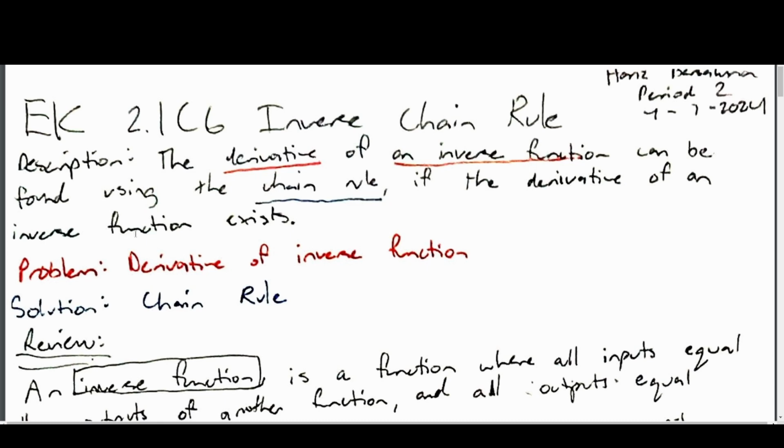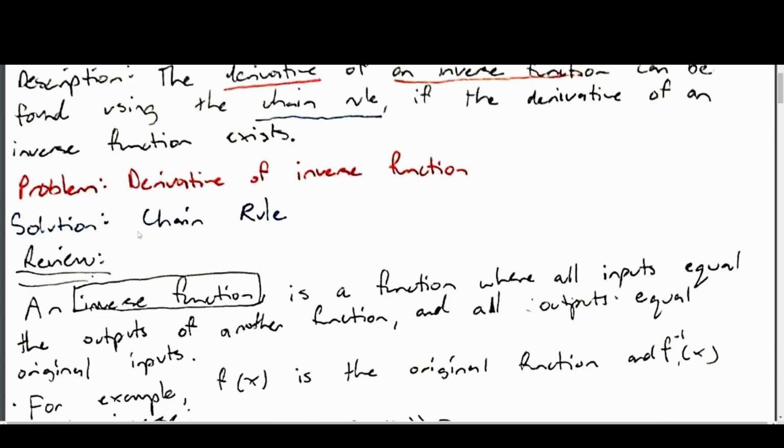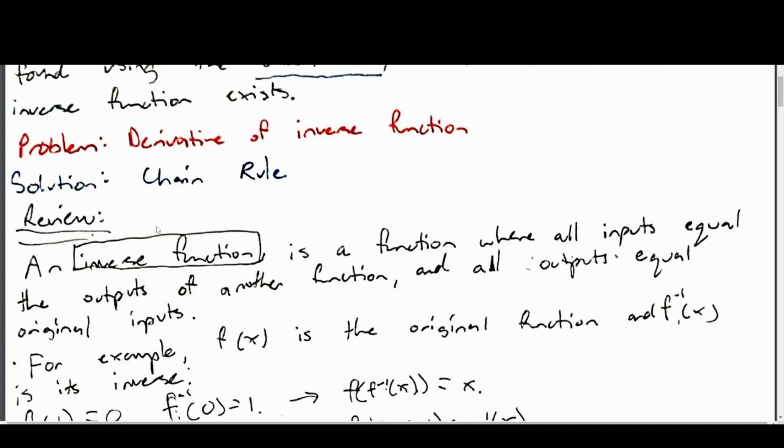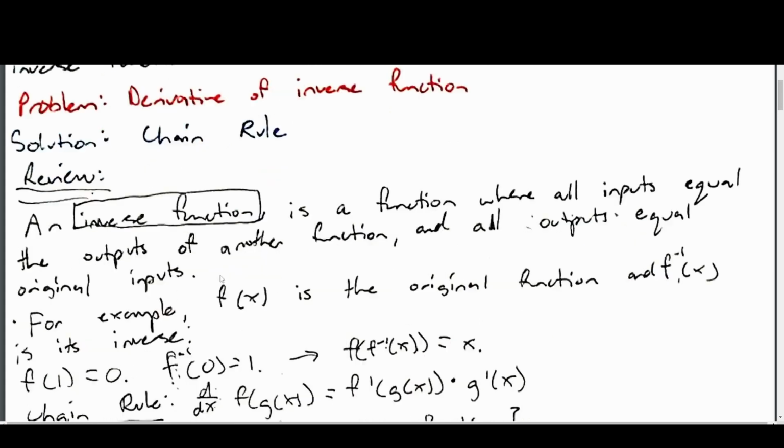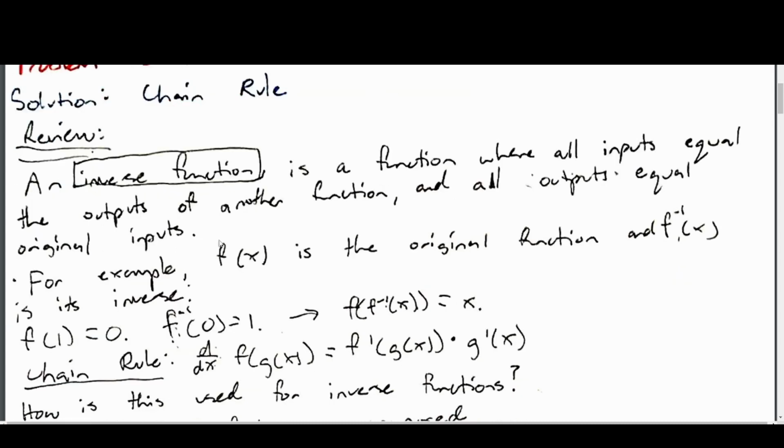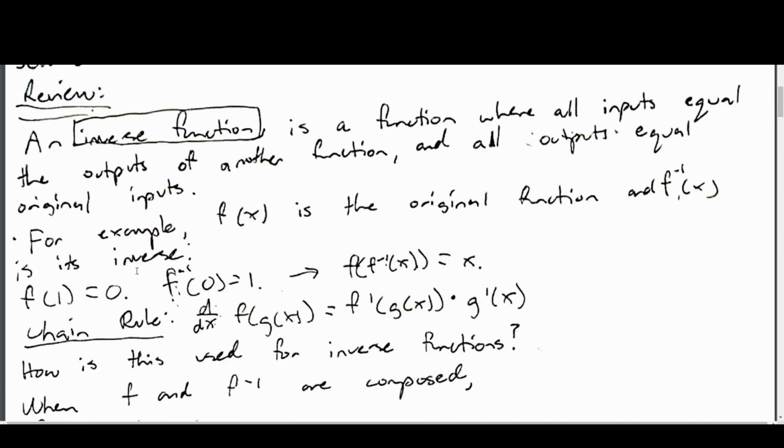the chain rule. For review, an inverse function is a function where all inputs equal the outputs of another function, and all outputs equal original inputs. We can think about the original function being the function given, and then the inverse being the inverse of that function. For example, f of x is the original function, and f inverse of x is its inverse. And f of 1 equals 0, f of 0 equals 1, and from this relationship we can distinguish that f of f inverse of x is always going to equal x.